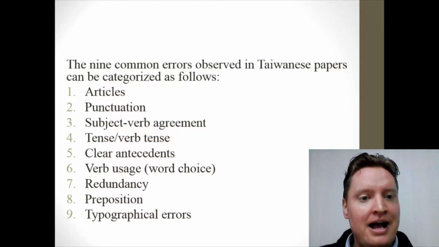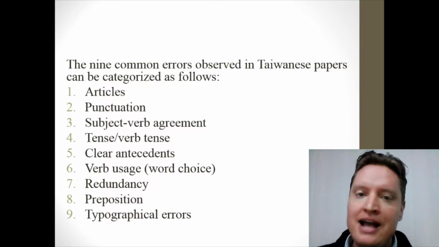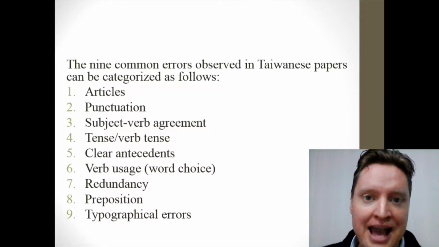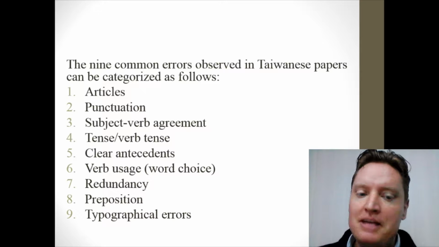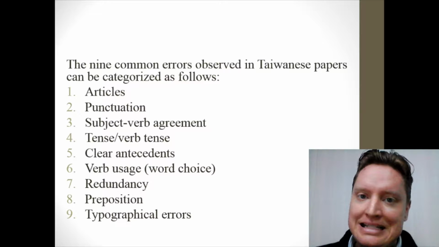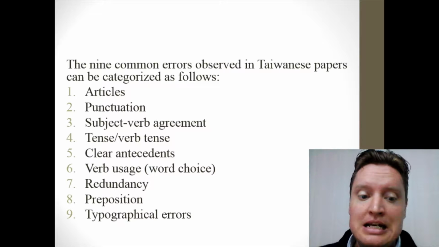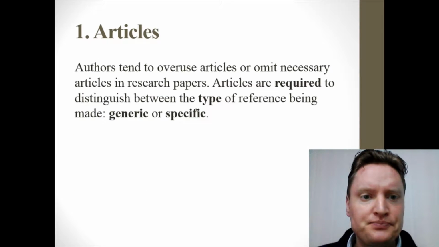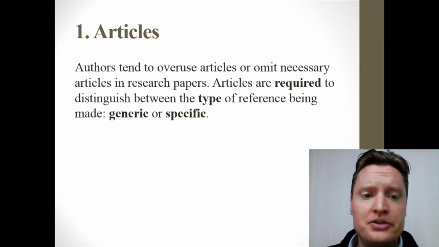Today I've organized my talk into 9 different errors. First, I'm going to discuss articles. That's a, an, and the. Then I'm going to talk briefly about punctuation. I'm going to talk about subject-verb agreement, tense-verb agreement, clear antecedents, verb usage, redundancy, prepositions, and then finally some typographical errors. Again, all of these sentences are taken from engineering papers that we have been working on here in our editing company. The first thing I want to discuss is articles.